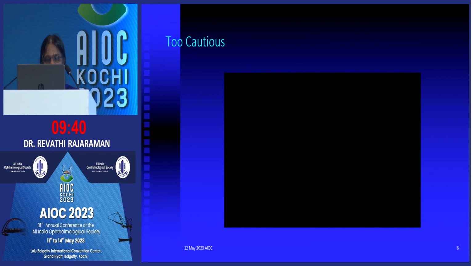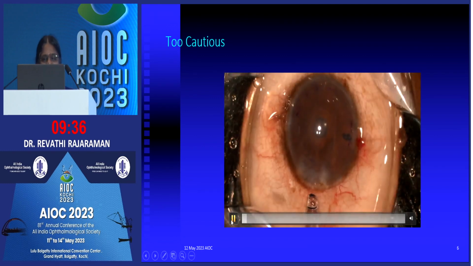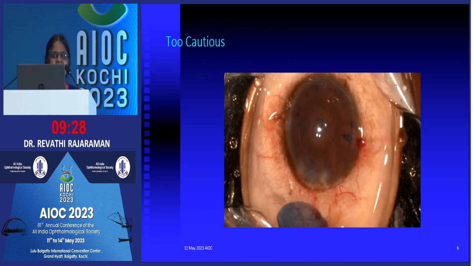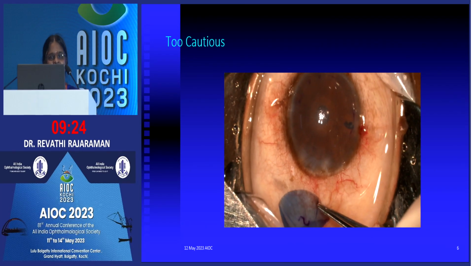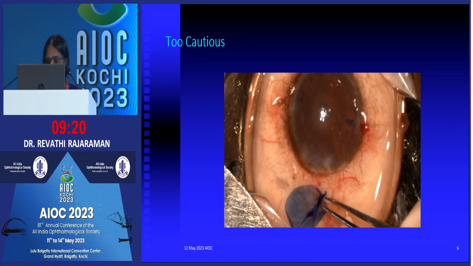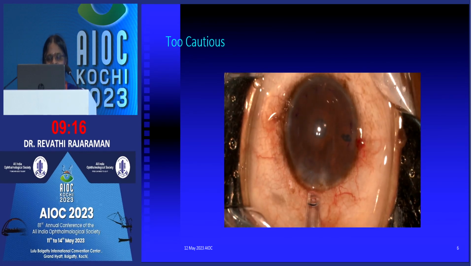Sometimes being too cautious also will be a problem. Especially if you have a long arm of the injector and you keep on checking it without concentrating on the thing, suddenly it came out. So that also is another problem. All these manipulations are going to reduce your endothelial count, so we have to be very careful in avoiding them.